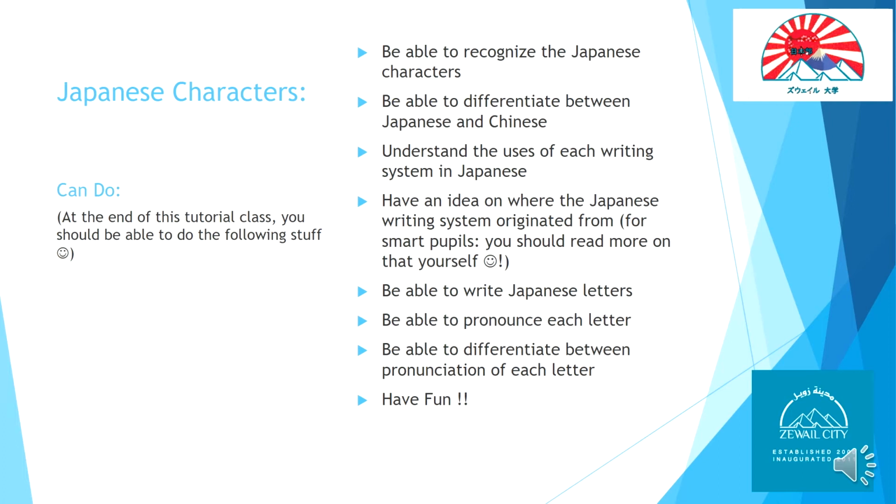I also want you to understand the three writing systems of Japanese and have an idea where they originated from. Also, I want you to be able to write in Japanese. We're going to talk about Hiragana and Katakana, and I want you to write in those. We'll leave the kanji till the end. We're just going to talk about them thoroughly in this lesson, and then go deep into them in a few lessons. I want you to be able to pronounce the letters and differentiate between each pronunciation, because some letters are hard to pronounce, and most importantly, you must be able to have fun.